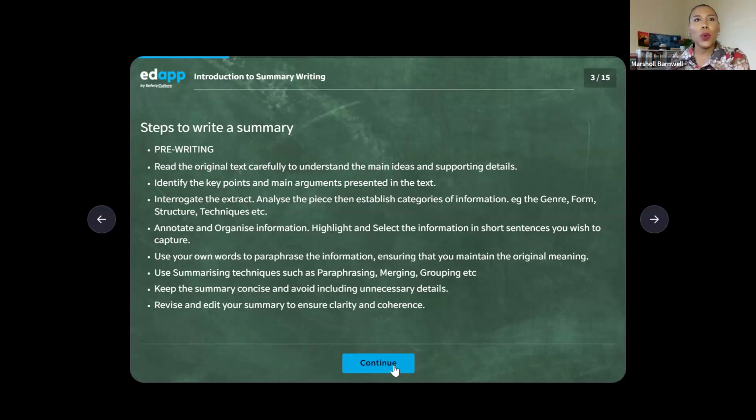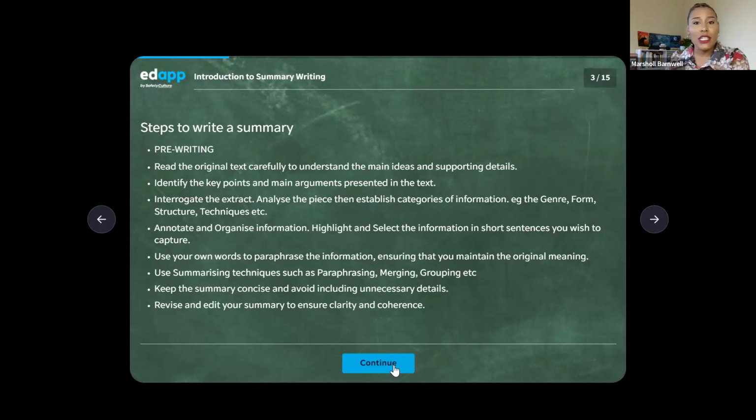And when we know what is the form, we can then look at the structure. So what is the structure? So I see there are paragraphs, and we know all paragraphs must have a thesis statement or a topic sentence. So we begin looking for that thesis statement or that topic sentence. Then we start extracting key points. We can also observe certain things like techniques that are being used.